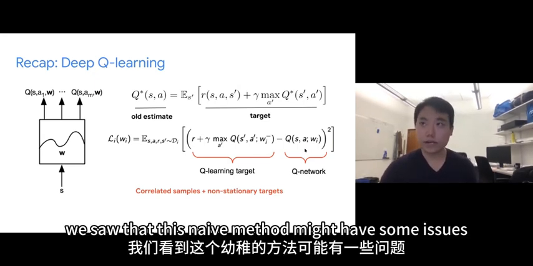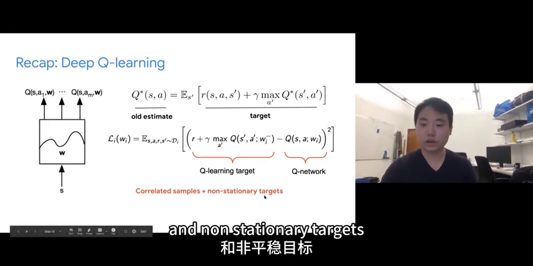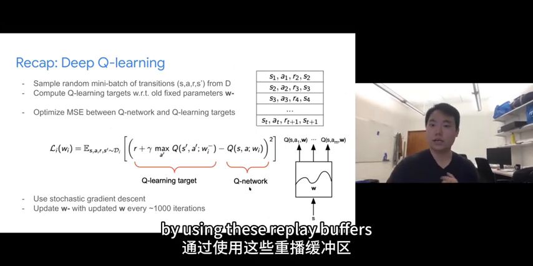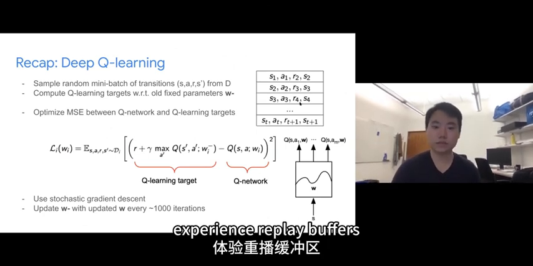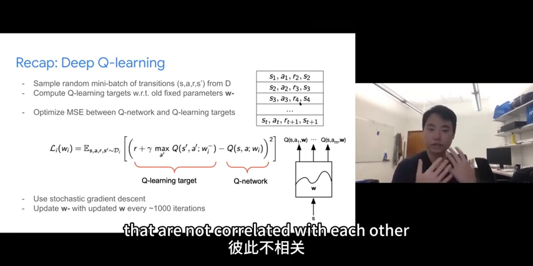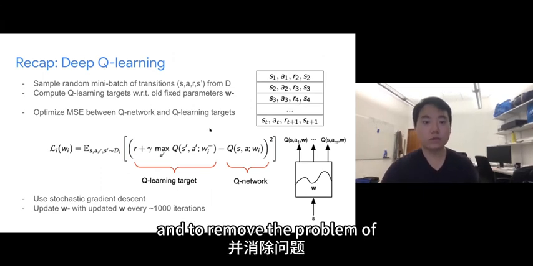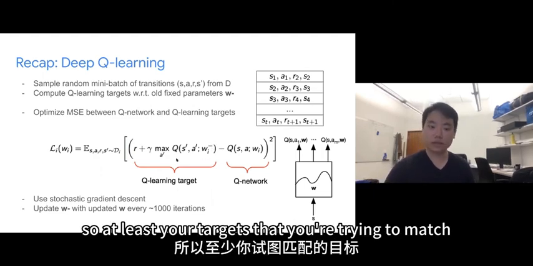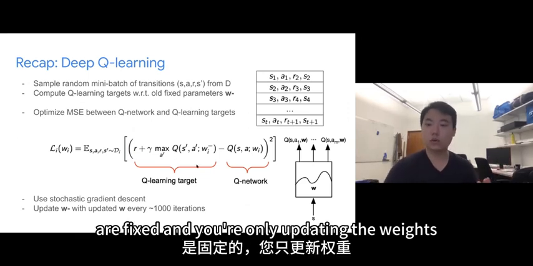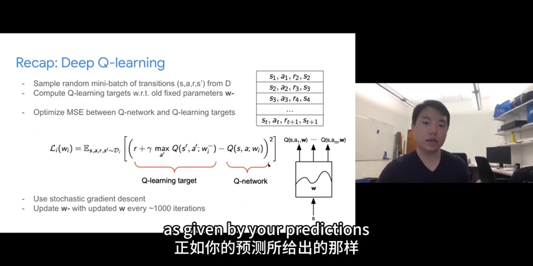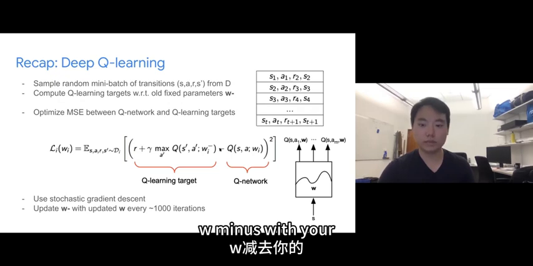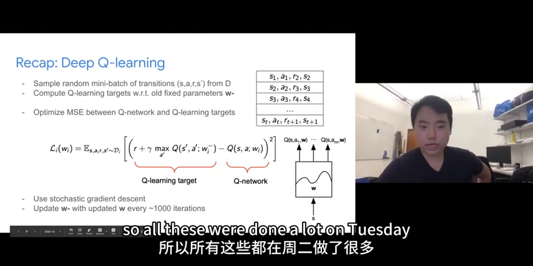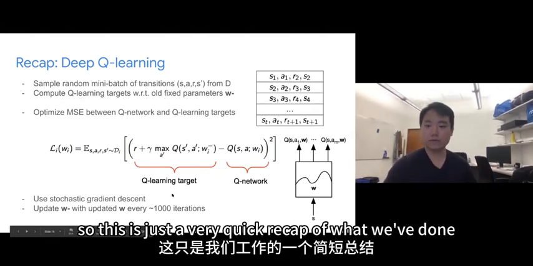We saw that this naive method might have some issues with correlated samples and non-stationary targets. And we also looked at how we can alleviate some of these issues by using experience replay buffers, and sampling a mini batch of transitions that are not correlated with each other. And to remove the problem of non-stationary targets, you will keep one set of weights fixed. So at least your targets that you're trying to match are fixed, and you're only updating the weights as given by your predictions, and only replace these previous weights W minus with your latest set of weights every 1,000 iterations. So all of these were done on Tuesday. So this is just a very quick recap of what we've done.